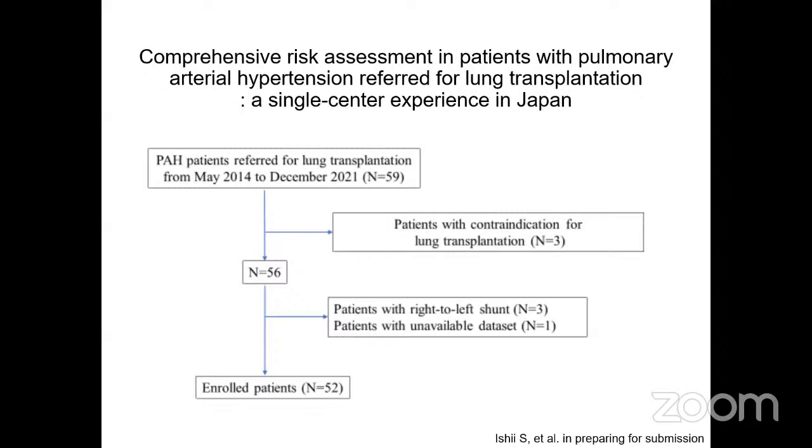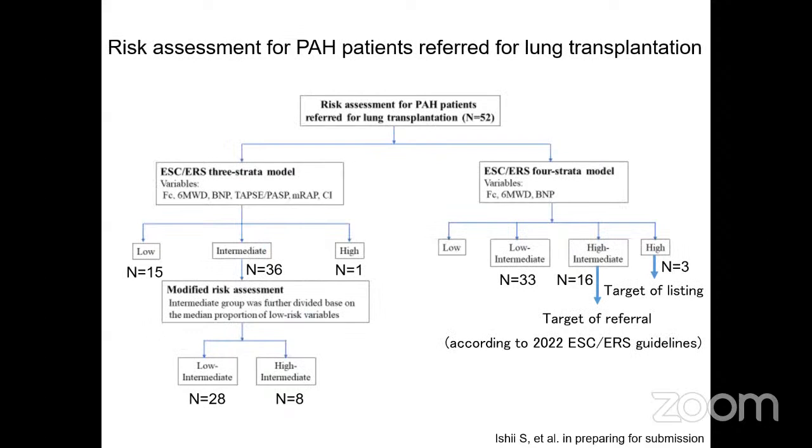From May 2014 to December 2021, of the 59 patients who were referred for lung transplantation at our hospital, excluding patients with insufficient data or right to left shunt, 52 patients' backgrounds were reviewed. The left panel shows the risk classification of patients using the 3-strat model, and the right panel shows the classification using the 4-strat model. In both classifications, only a very small number of people are classified as high risk, and although there is no doubt that these patients need transplantation, it seems too late to list them after they became high risk.